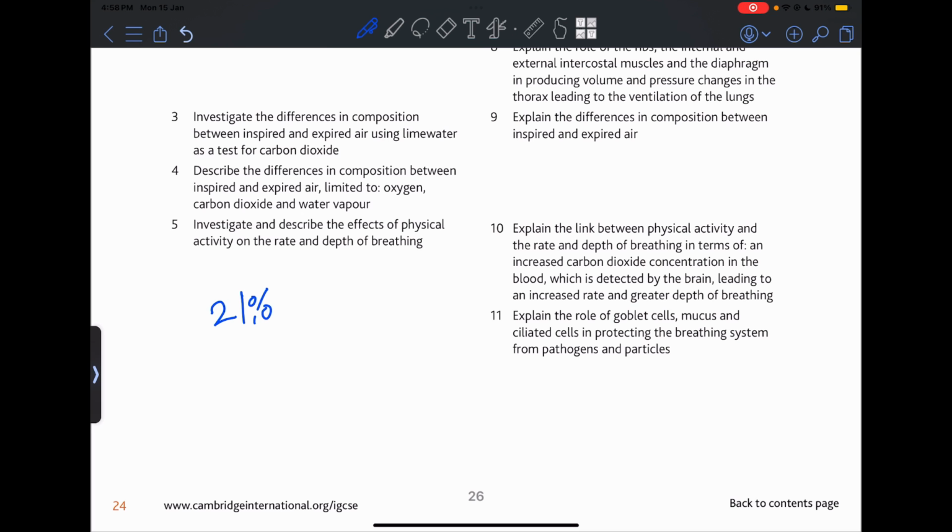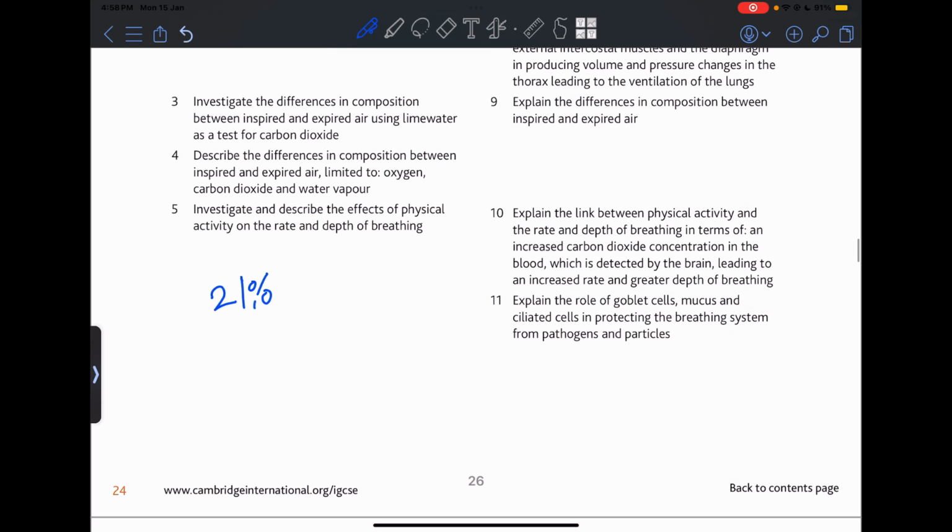Lime water is a test for carbon dioxide, and you should be able to show that expired air has higher carbon dioxide. The lime water would change much faster in expired air, and in inspired air it will take longer to change because it has a lower carbon dioxide percentage.